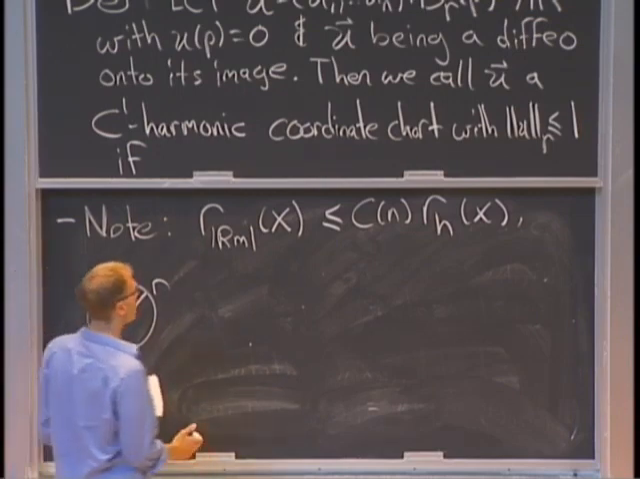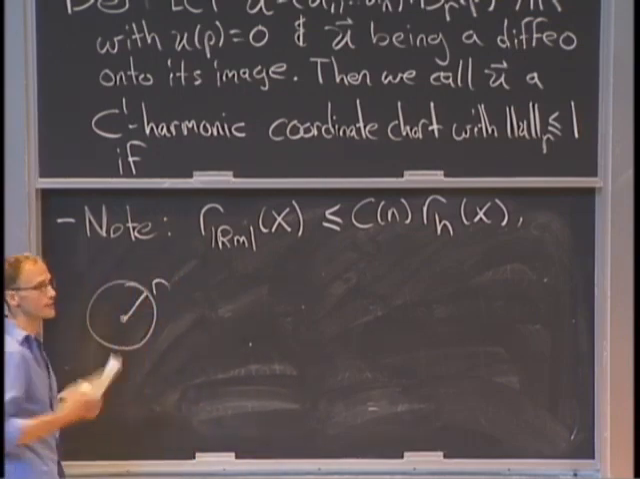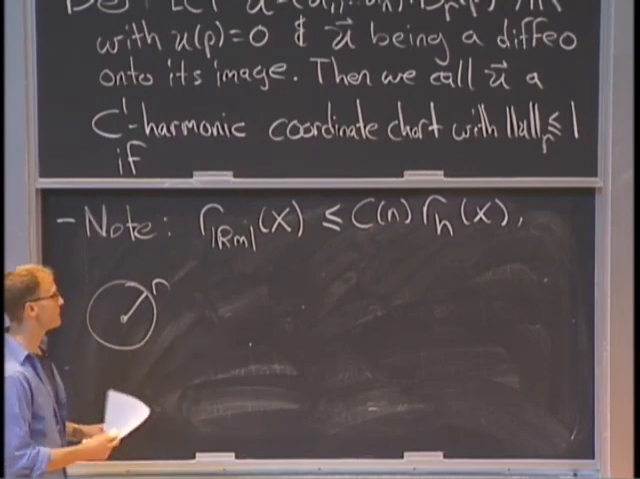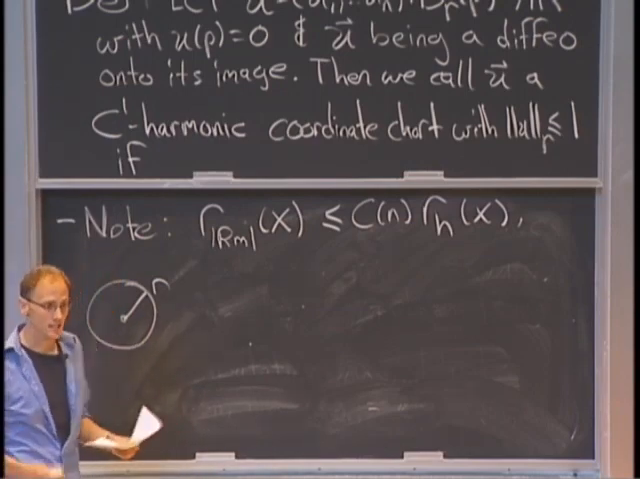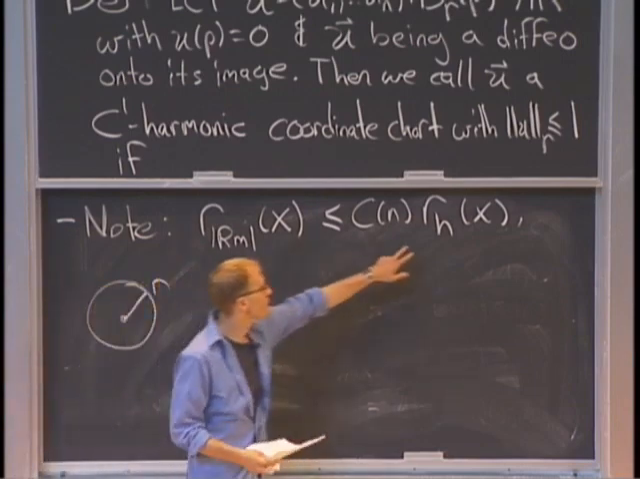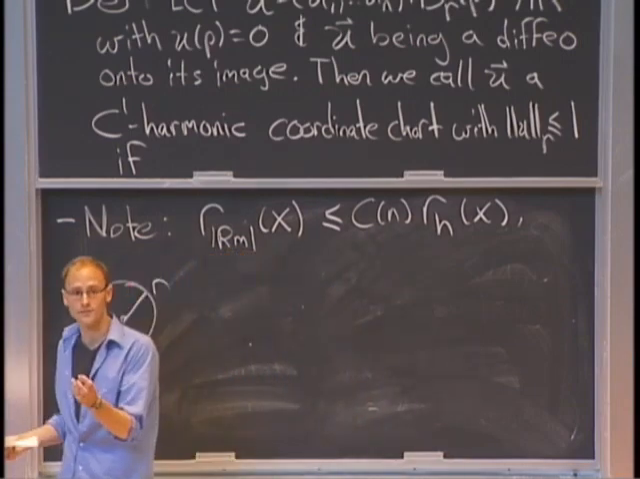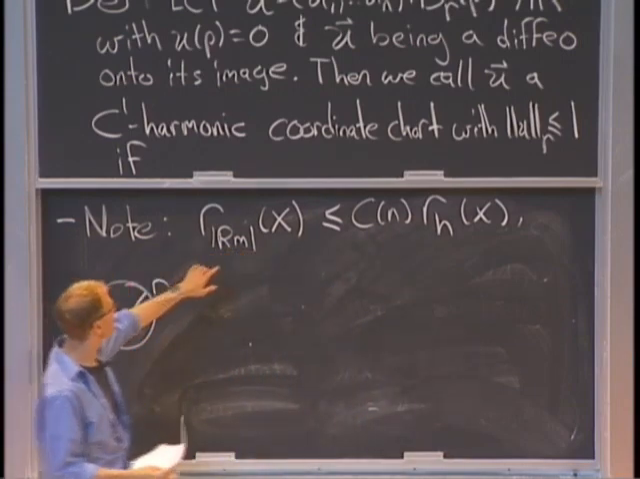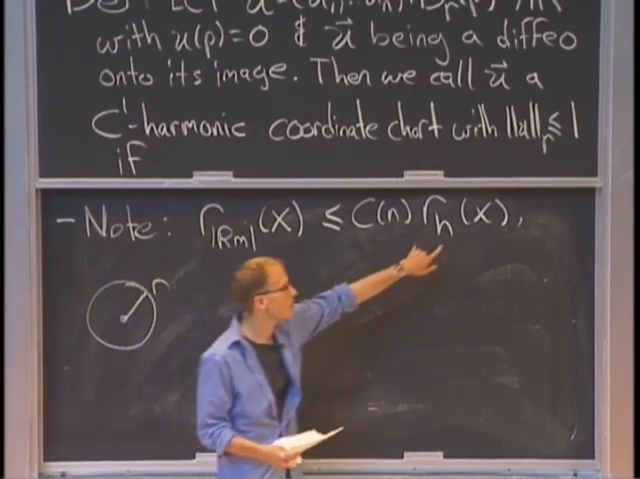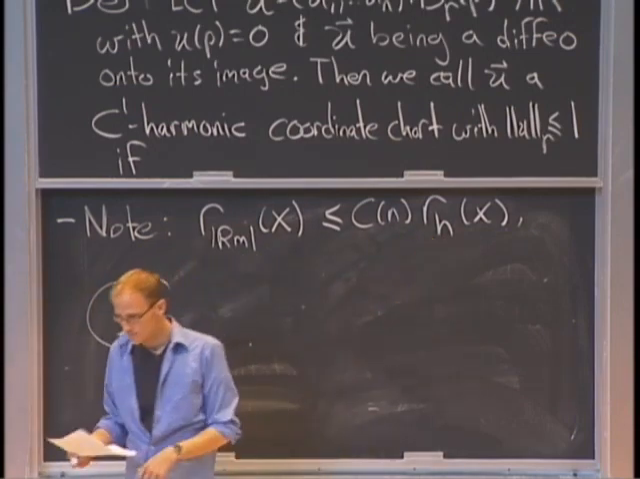Once you have that, you can get automatic control on your exponential coordinates. And in particular, playing the game we were just discussing about inverse function theorems, you can force the harmonic radius to exist on some ball of definite size. So once you have a curvature bound, you can certainly find harmonic coordinates of a definite size.